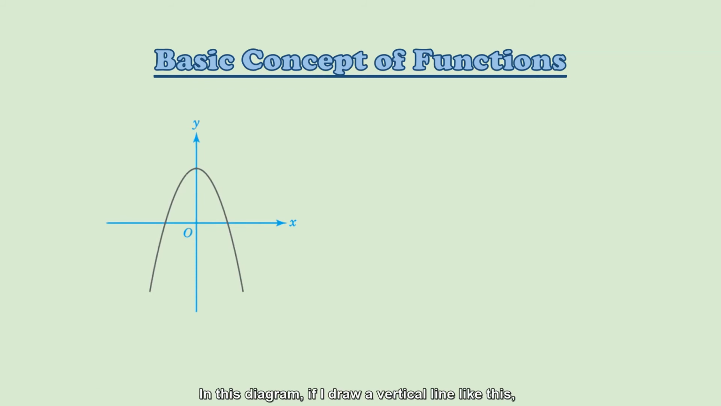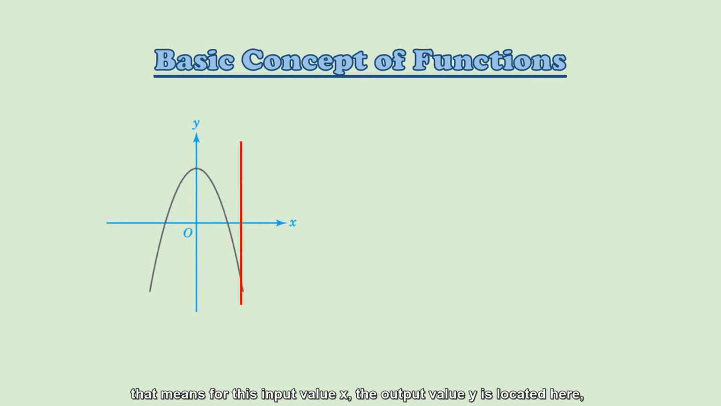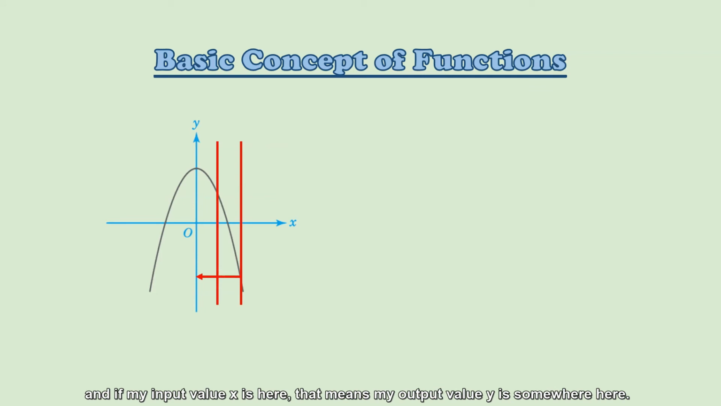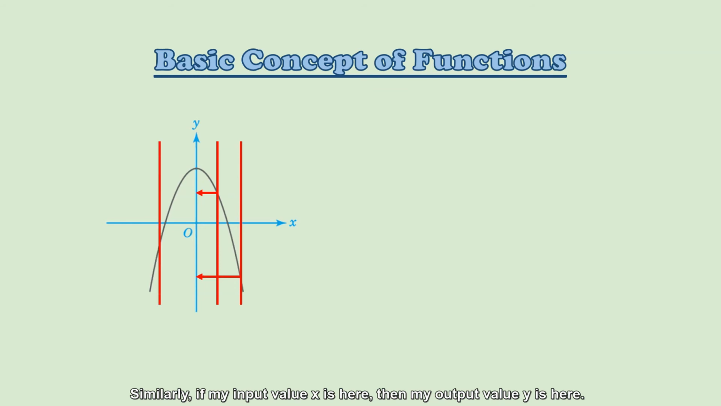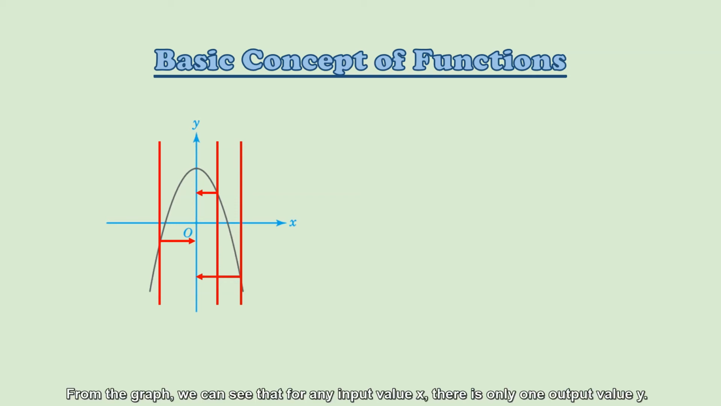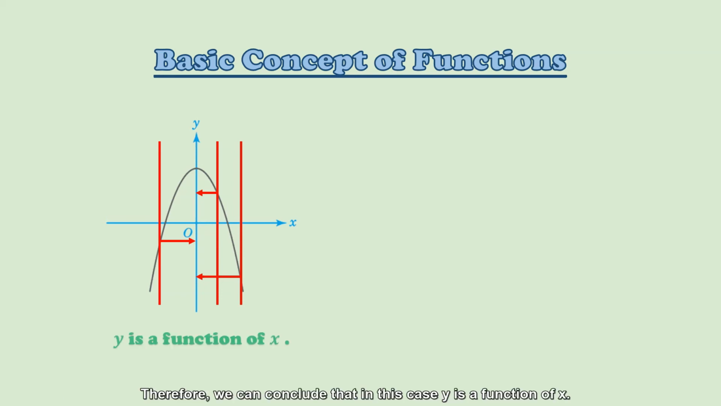In this diagram, if I draw a vertical line like this, that means for this input value x, the output value y is located here. And if my input value x is here, that means my output value y is somewhere here. Similarly, if my input value x is here, then my output value y is here. From the graph, we can see that for any input value x, there is only one output value y. Therefore, we can conclude that in this case, y is a function of x.